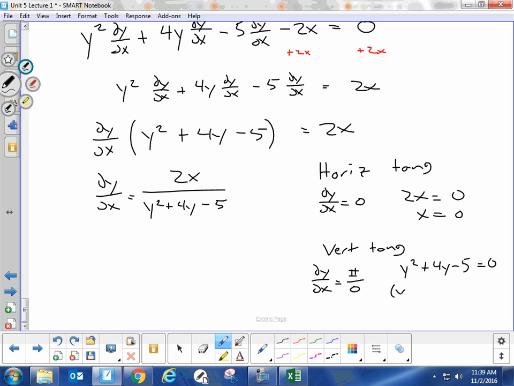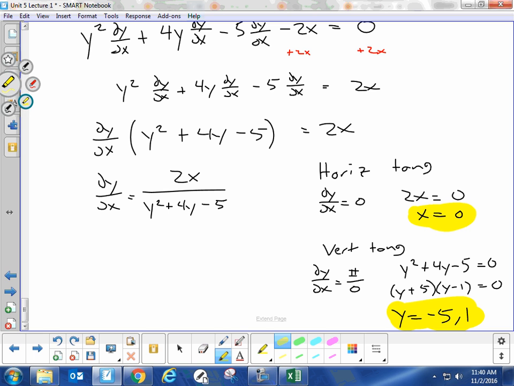And in this situation, I get, when x is zero, I'll have a horizontal tangent. When y is negative 5 and 1, I'll have my vertical tangents. Any questions or issues with this?